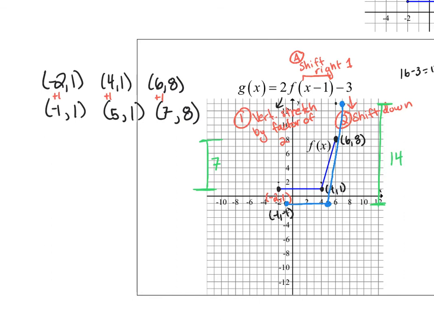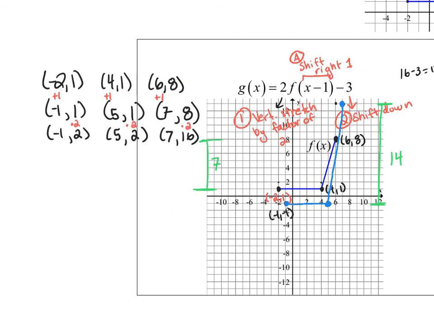Then I go and I do my vertical stretch. Now we're not going to change the x values, but we will change the y values. So to change the y value, I'm going to double the y value. 1 times 2 is 2, 1 times 2 is 2, and 8 times 2 is 16. So this is just the vertical stretch part.